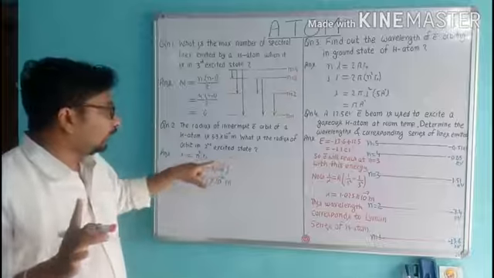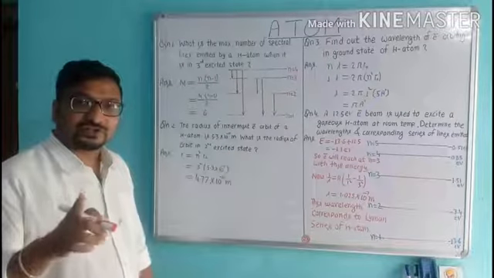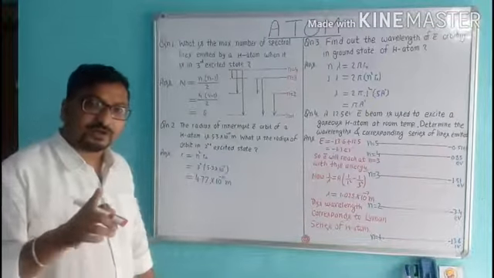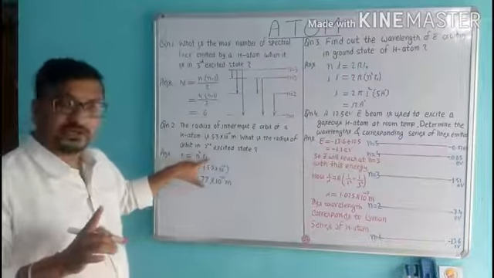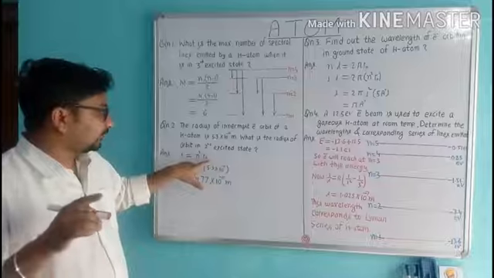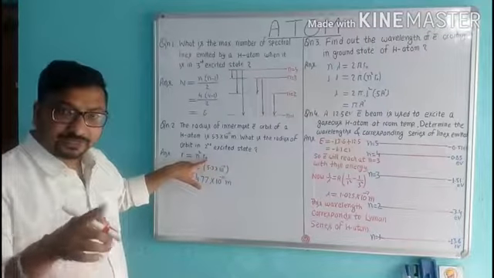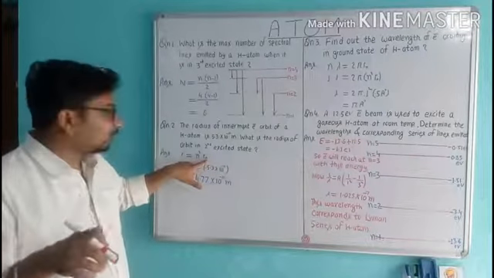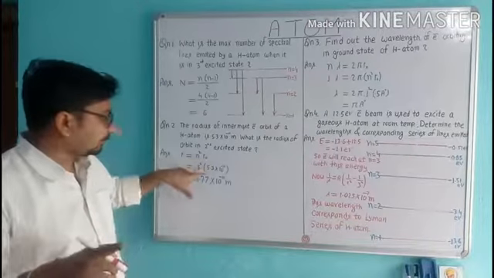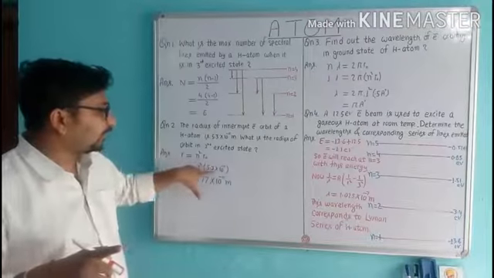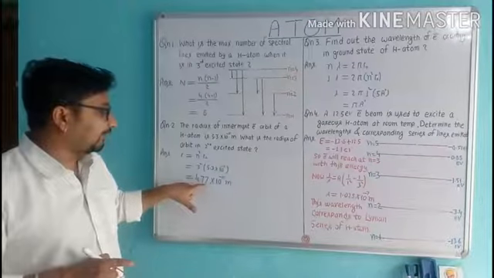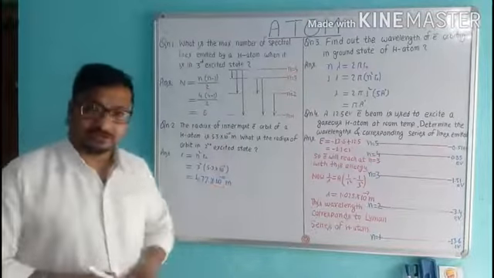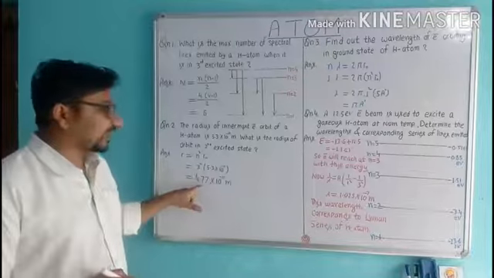Now we are using Bohr's radius formula. R is equal to n square r naught, where r naught is the radius of the electron moving in the innermost orbit, which is given as 5.3 into 10 to the power minus 11 meter. Then after solving we get 4.77 into 10 to the power minus 10 meter, or you can say 4.77 angstrom.